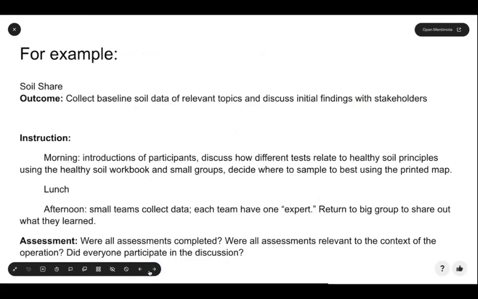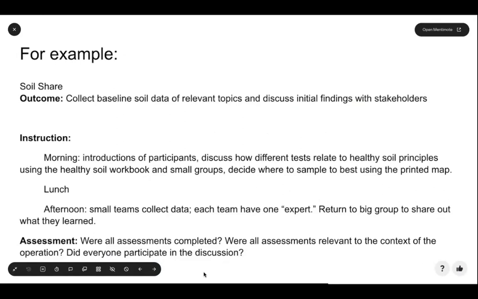All right. So, for example, our outcome for the soil share that Amy talked about is we want to collect relevant topics and we want to discuss initial findings with stakeholders, right? If that's our outcome, great. We have some nice action verbs. We're going to collect, we're going to discuss. Those are things that you could actually see people doing, that action piece.